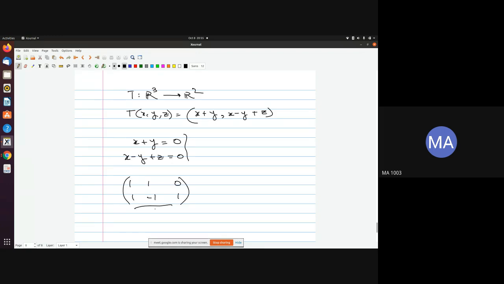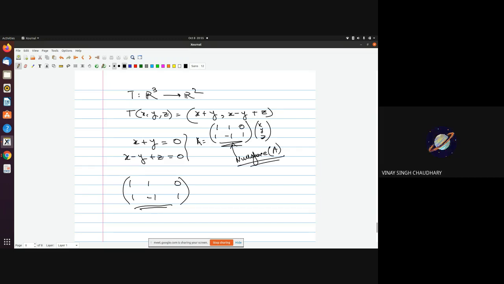And observe what this coefficient matrix is. If I write it in matrix form, as I was writing earlier, it is the same thing, right? This is actually the coefficient matrix. So we are basically finding the null space of this matrix. This is A. So we are finding the null space of A, correct?